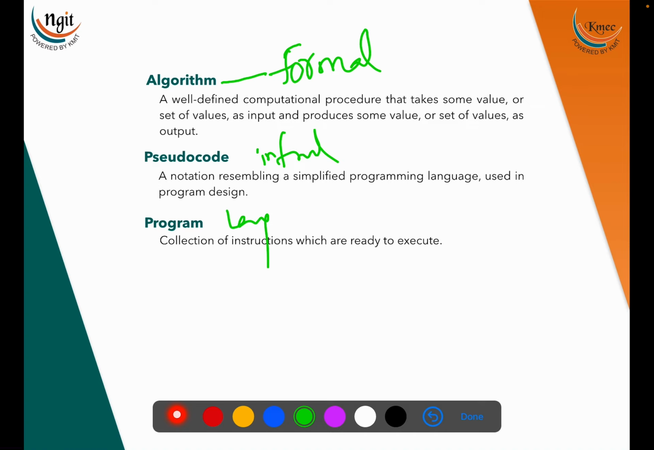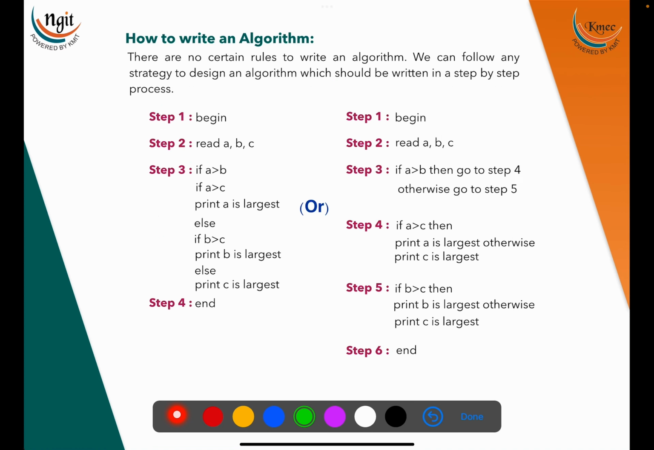A program is a collection of instructions which you can make ready to execute. Now, algorithm and pseudocode seem to be very much the same, but as I told you, algorithm is a formal way of writing, pseudocode is an informal way of writing. You can find some examples on the screen. The logic is the same, but the way of writing is a little bit different. The intention of writing this algorithm is to find the biggest of 3 numbers, and you can go ahead and write something like this.